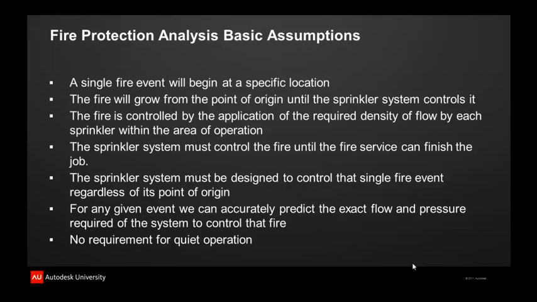Next, the fire system must be designed to control that single fire event regardless of its point of origin. We don't just want it to work if it happens in the most favorable place in the building. We want, no matter what place the fire decides to start, that the system is designed to control that fire. And last on this list is that for any given event, we will accurately predict exactly the flow and exactly the pressure required of the system to control that fire. So given a specific location where the fire started, we'll know an exact area to operate, and we can determine the exact pressure and the exact flow for that operation of the system.